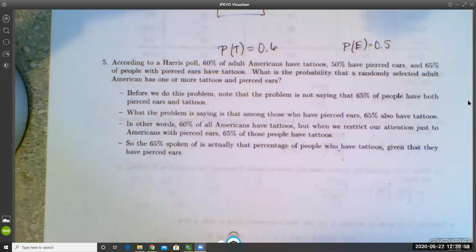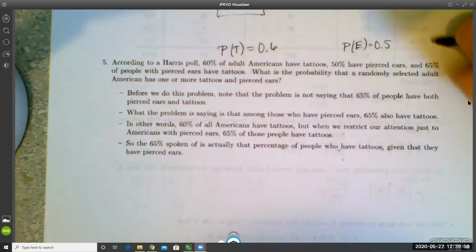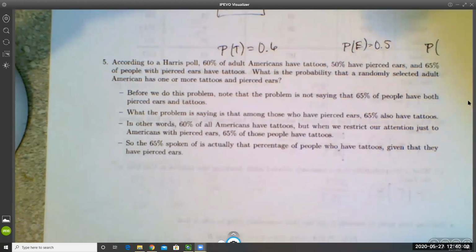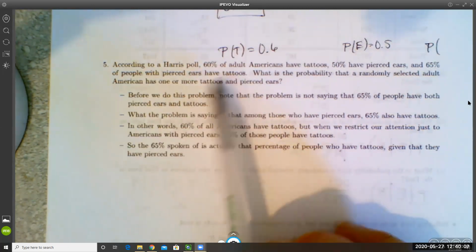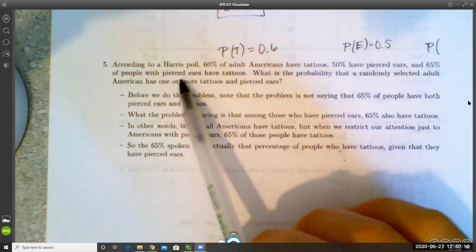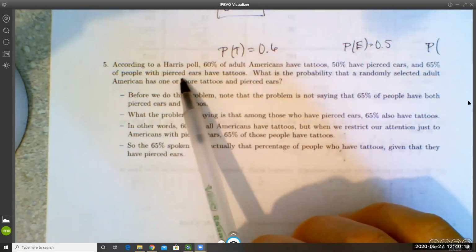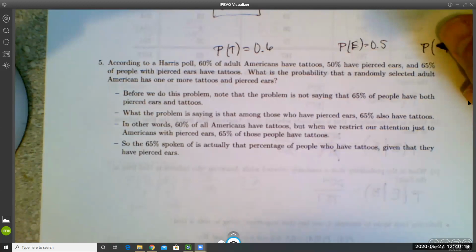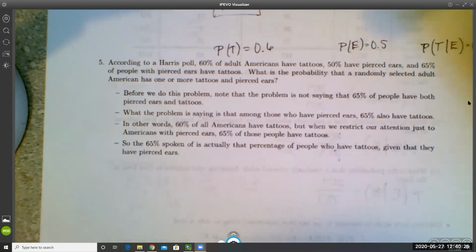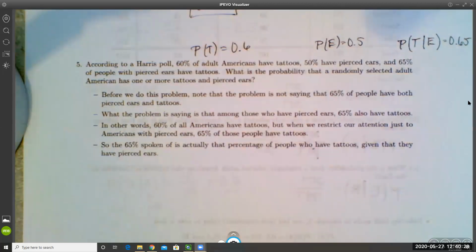And now the last statement says 65% of people with pierced ears have tattoos. Now let's be very careful about how we write this down. 65% of people with pierced ears have tattoos. So what we know about these individuals is that they have pierced ears, right? So we're given that they have pierced ears. And then we're told if they have pierced ears, then the probability they have a tattoo is 65%. So those are the pieces of information we're given. We're given probability of T, probability of E, and probability of T given E.